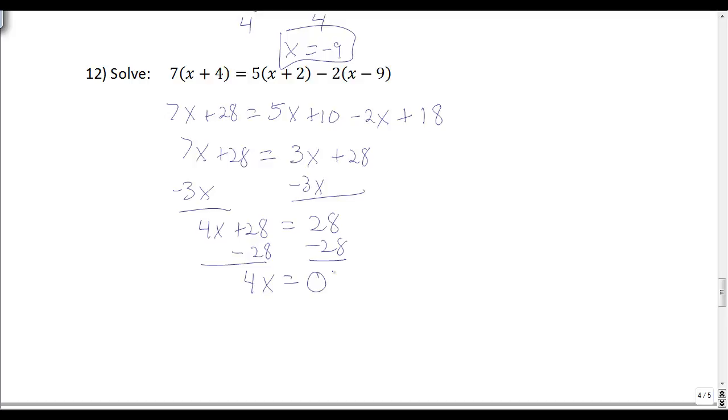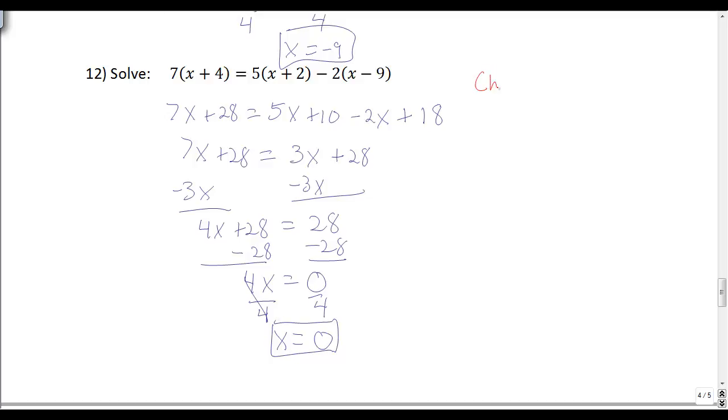So sometimes this confuses students when you get the 0. We really just keep doing what we've done before. I'm going to divide both sides by 4. The 4's cancel. X equals 0 over anything, well, anything other than 0 is 0. So my answer here is x equals 0.